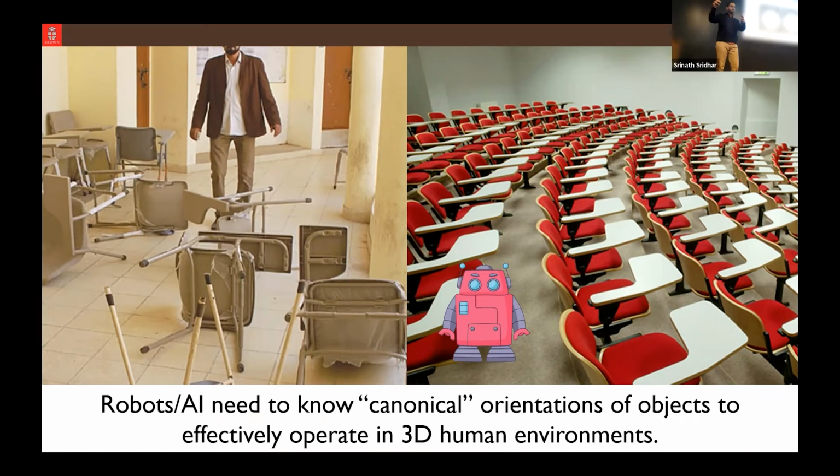So the goal of this particular project was to help us figure this out. How can we build AI systems, or can we build a neural network, that can understand canonical orientation of classes of objects? So for chairs, what is the canonical orientation of chairs?